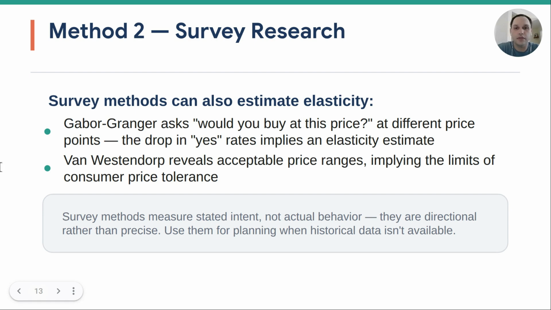When historical sales data isn't available, for a new product, a new market, or a hypothetical price point you've never tested, survey methods can give you a directional estimate. Gabor Granger, for example, asked consumers whether they'd buy at a series of specific price points. The rate at which yes answers drop as price increases implies an elasticity estimate. Van Westendorp maps the acceptable price range, giving you the floor and ceiling of consumer price tolerance. Both are useful for planning when data is scarce.